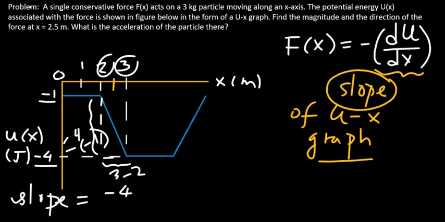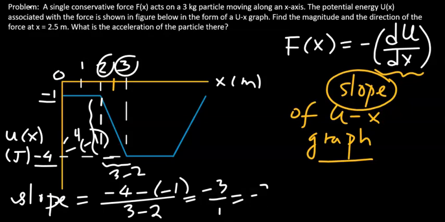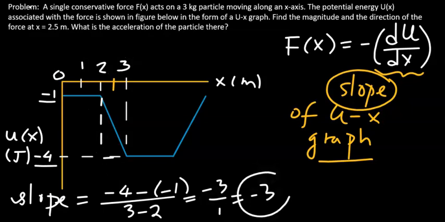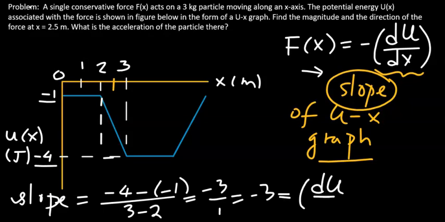So minus 4 minus 1 over 3 minus 2. You get minus 3 over 1, which is minus 3, which is a negative number, and that should be evident from the form or the shape of the graph between x equals 2 and x equals 3. As indicated here, this value of minus 3 is just dU/dx.